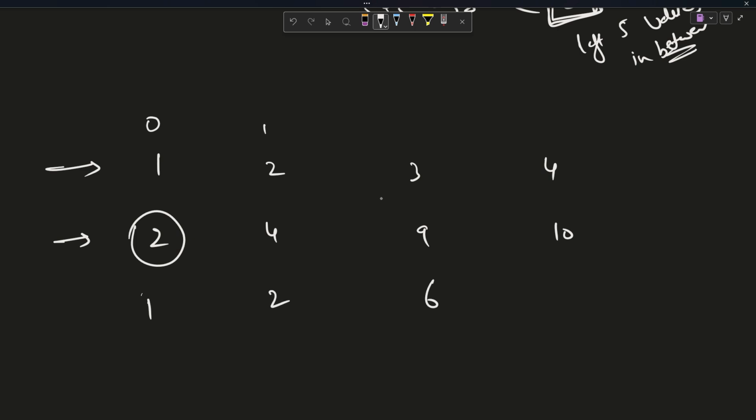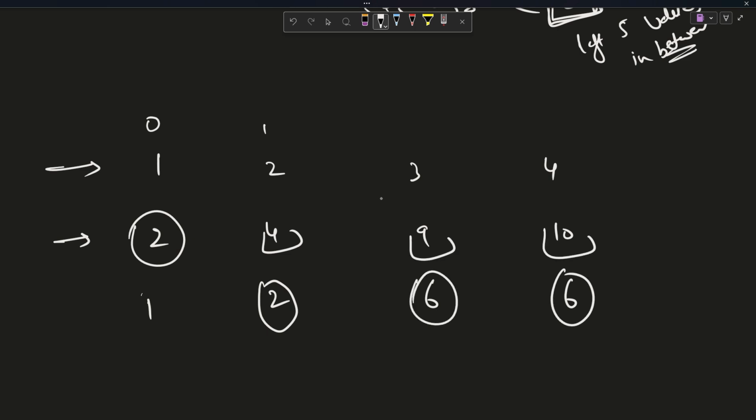9 minus 3, difference is 6. 10 minus 4, difference is 6. This means 2 numbers have been left. This means 6 numbers have been left before it. One number has been left before it. You can see one number has been left. You can see 3 is actually left out here.